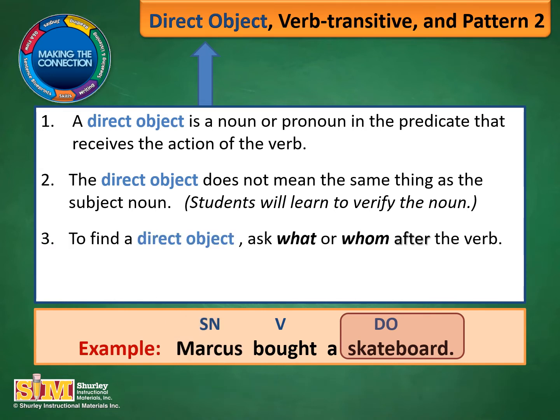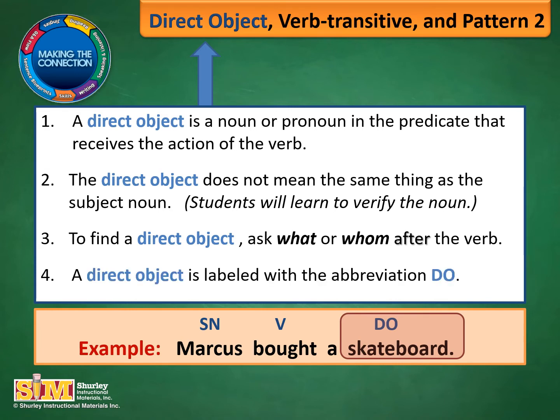To find a direct object, students will learn to ask what or whom after the verb. Once a direct object has been located, it must be labeled appropriately. A direct object is labeled with the abbreviation capital D, capital O.